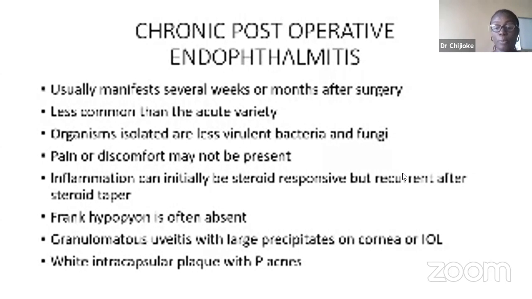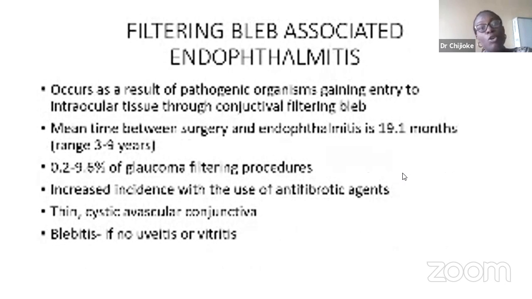plaque with Propionibacterium acnes. For filtering bleb associated endophthalmitis, it occurs as a result of pathogenic organisms gaining entry into intraocular tissue through conjunctival filtering bleb. The mean time between surgery and endophthalmitis ranges from 3 to 9 years, and incidence is 0.2 to 9.6% of glaucoma filtering procedures. There's increased incidence with the use of antifibrotic agents, which can cause thinning of the epithelium, leading to thin, cystic, avascular conjunctiva.